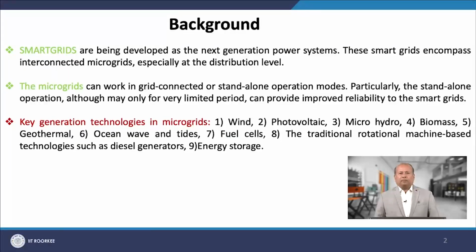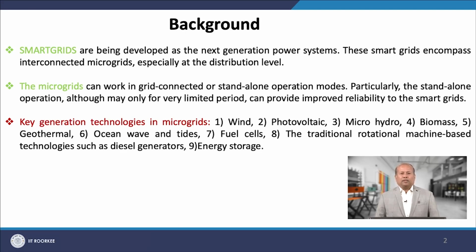As explained in the previous lecture, the smart grids are the next generation power systems which house the renewable and energy storage systems at distribution system level in the form of microgrid. The microgrids are synthesized to operate in grid connected and standalone, that is islanded mode, enhancing the reliability of the system.